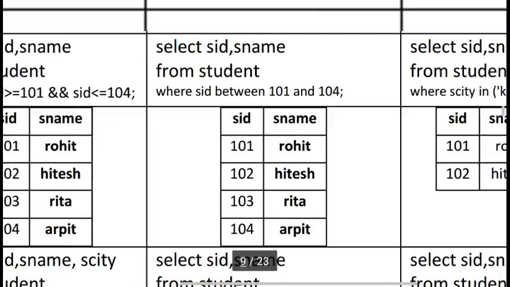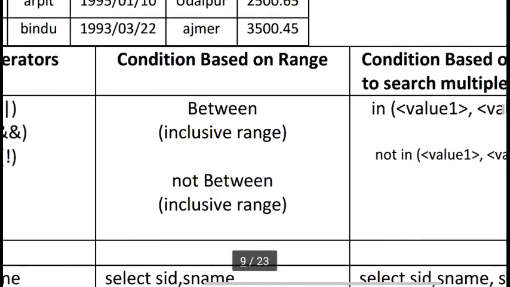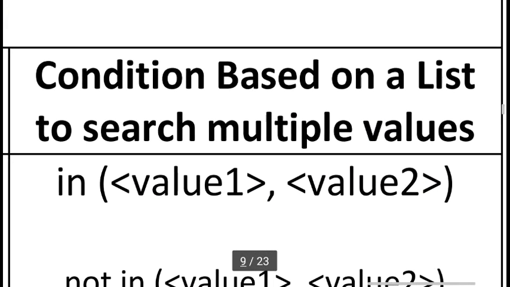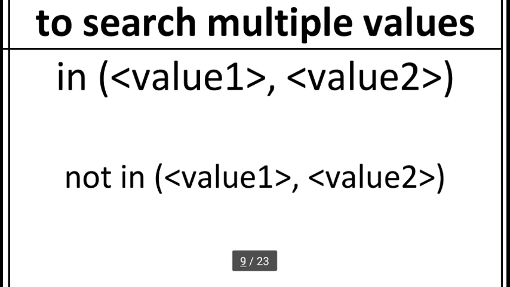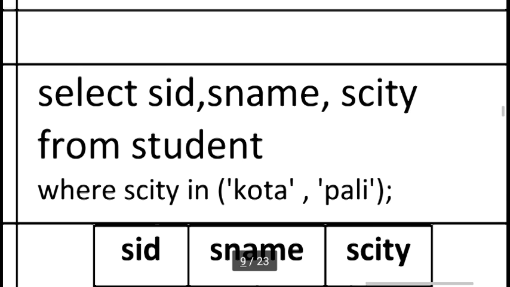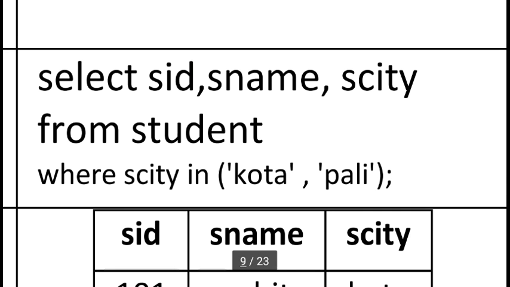So we have several ways to see the same output. Here I want to see selected multiple rows in a list. We can use IN, or for excluding, NOT IN. So you can see here SID, SNAME, ACT from student where ACT in Kota and Pali.